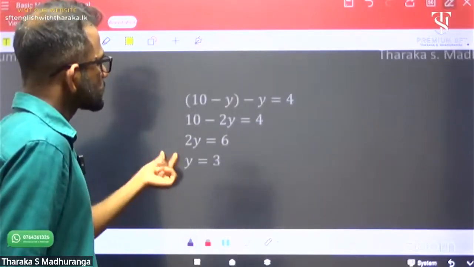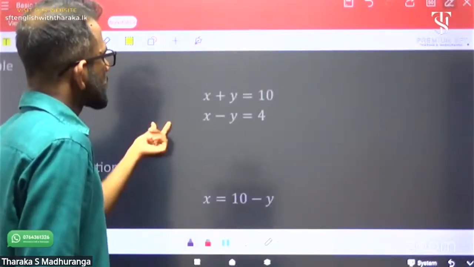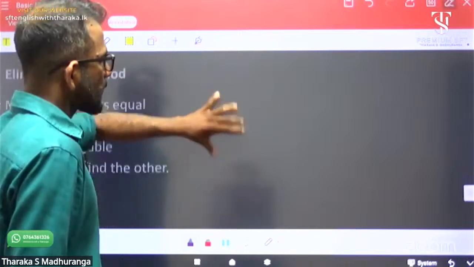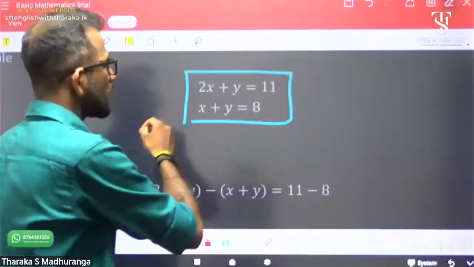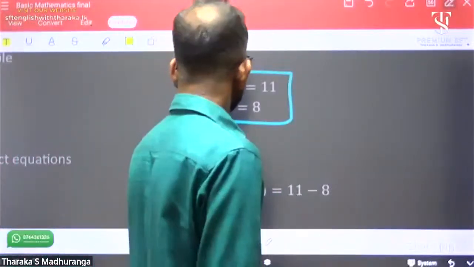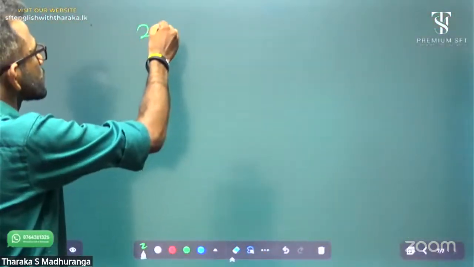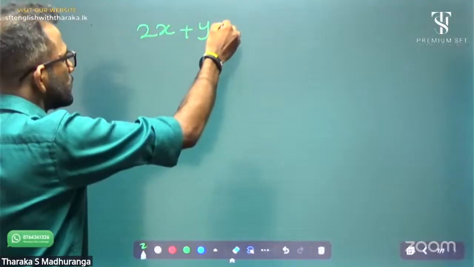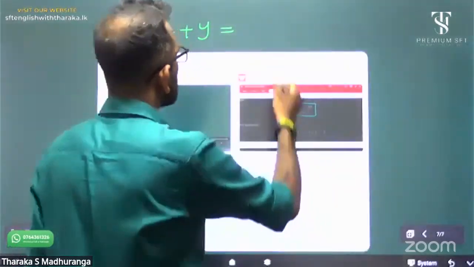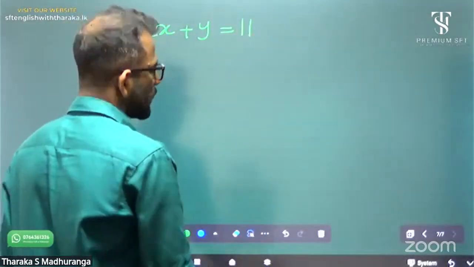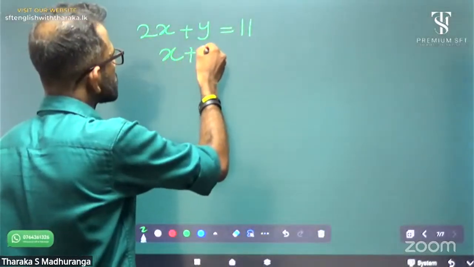Next one. Okay, this one. 2x plus y equals 11. x plus y equals 8.